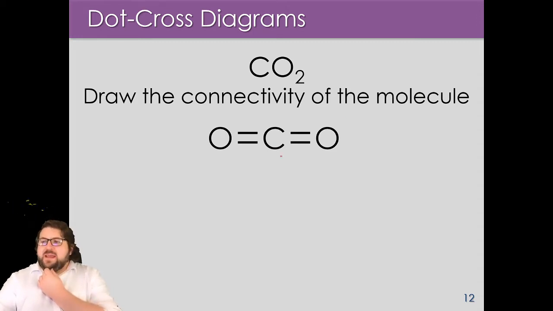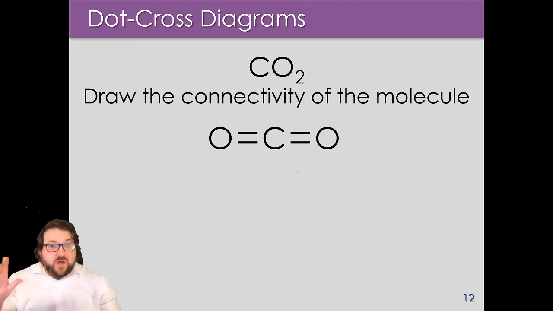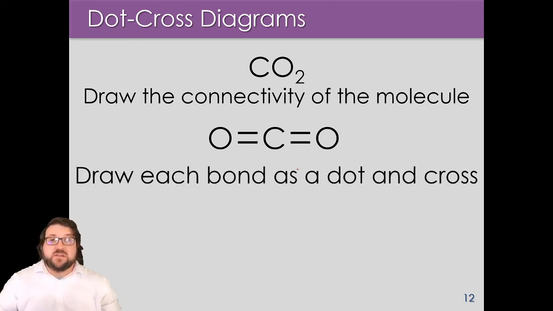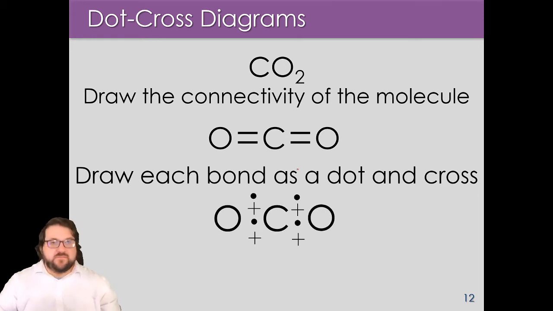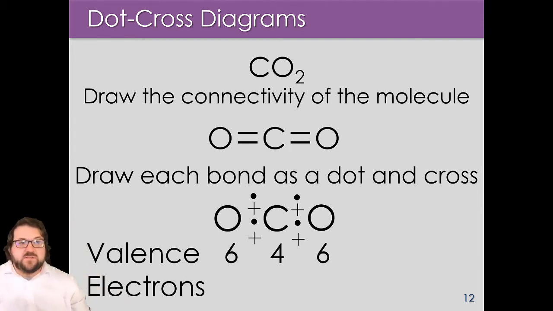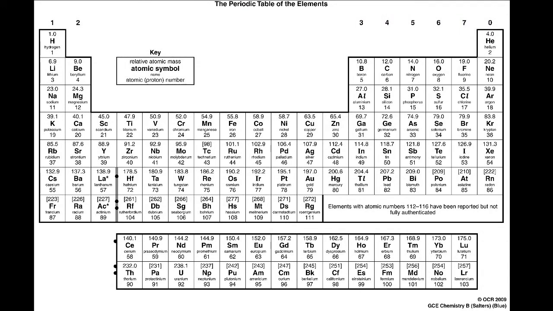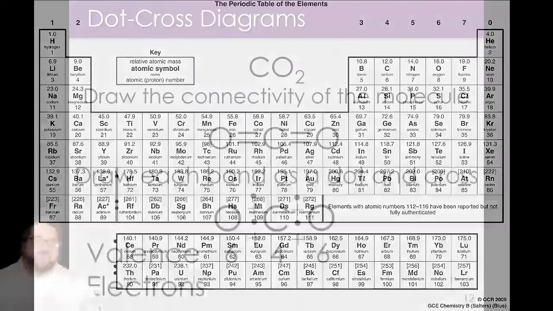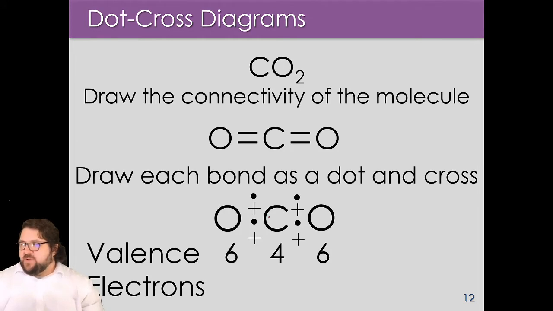Now we need to replace each of those covalent bonds with a dot and a cross. So let's do that. In this case, we've got double bonds, so we're going to have 2 pairs of each. There they are. And then we're going to look at the atoms and say, something's not right. The oxygens don't have full outer shells. So we look at the valence electrons. We look at how many electrons these atoms should have from the periodic table. Oxygen is in group 6, so it should have 6. Carbon is in group 4, so it should have 4. Okay, so carbon should have 4 dots or 4 crosses. It does. It has 4 dots.